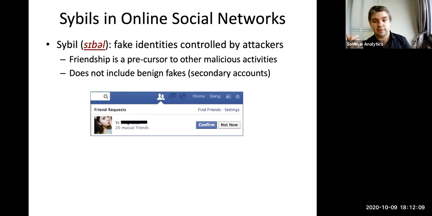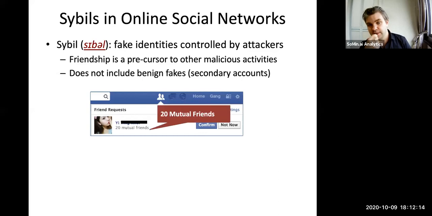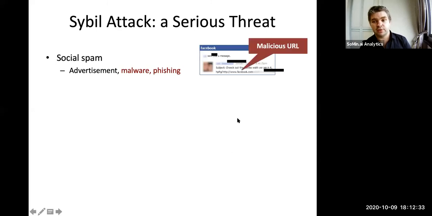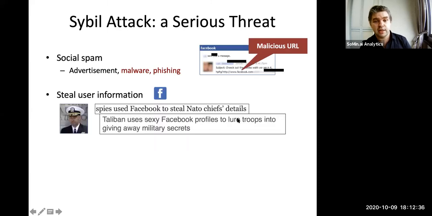They include secondary accounts inside there. So basically, these guys are pretty much a real account. And Sybil attacks are usually used by advertisement, by malware, by phishing, and can be used in very bad ways. So you can have some malicious URLs inside there. But these profiles look very, very real. They can steal real user information.